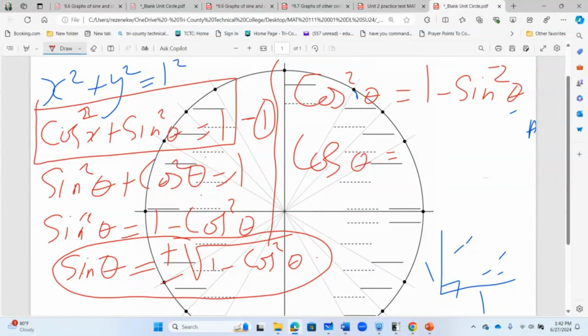Suppose I want to find only cosine of theta in a question. Suppose a question asks me to find only cosine theta. Then that is equal to plus or minus square root of 1 minus sine squared theta.